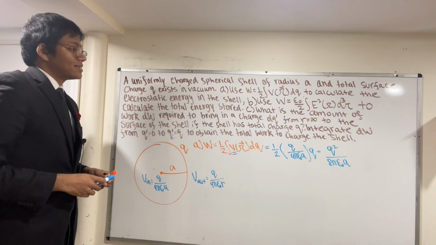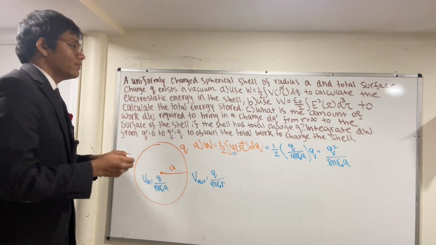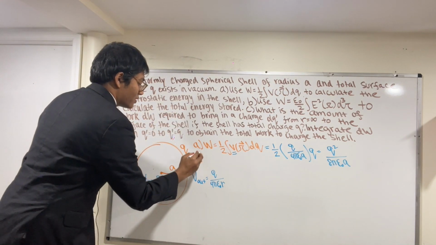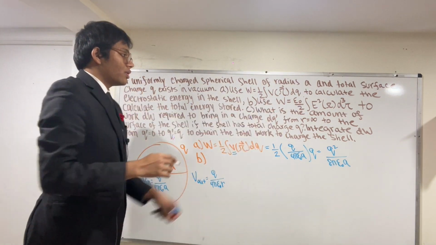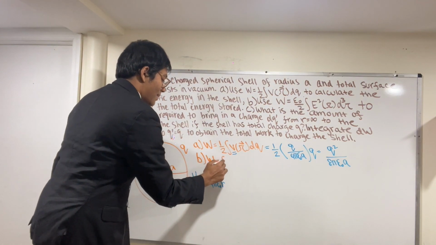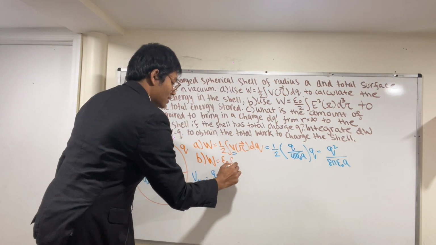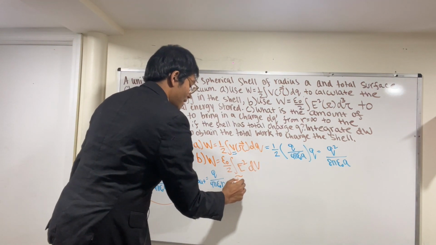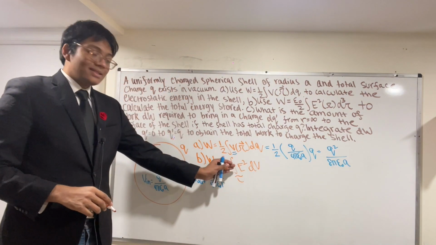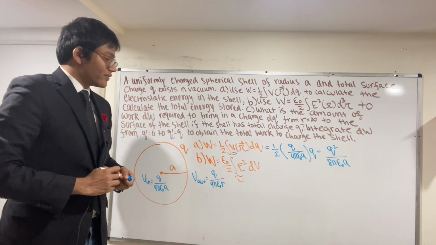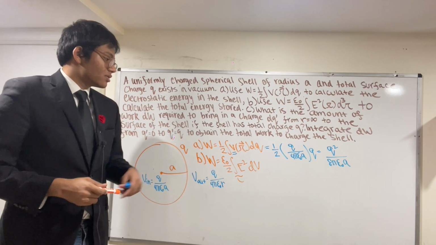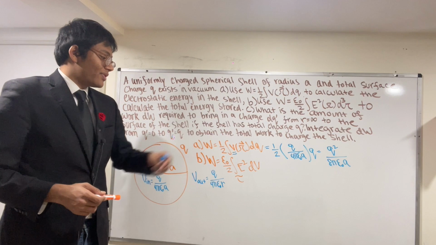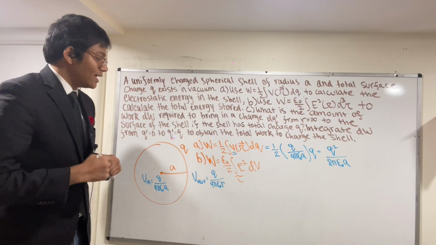Part B asks us to use the second formula for determining the energy of an electrostatic system, which is the work is epsilon naught over 2 times the integral of the electric field squared over all of space. Now, we did not see this formula in the lecture of this video because it's a bit harder to derive, but it comes straight from this original formula. So let's go ahead and use it.